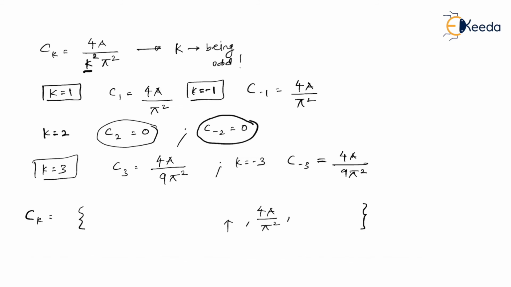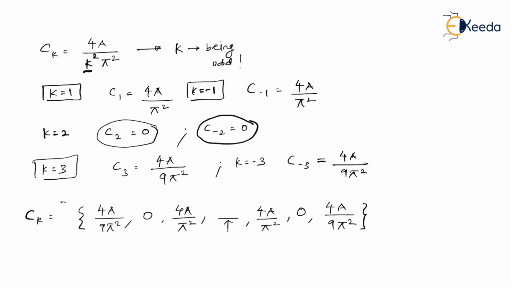Value of c2 was 0. Value of c3 is 4a upon 9 pi square. Then, as I said, I'll keep this as empty. So here I can write it for ck at k equal to minus 1, which is same as c1, 4a upon pi square. Then we have 0 here, that is c minus 2 value, and c minus 3 value is 4a upon 9 pi square.